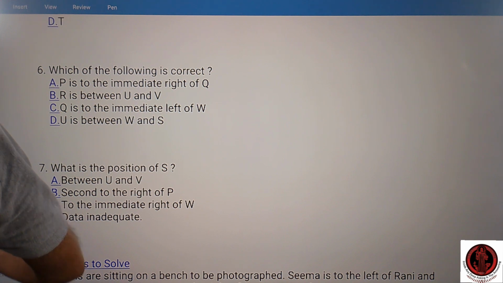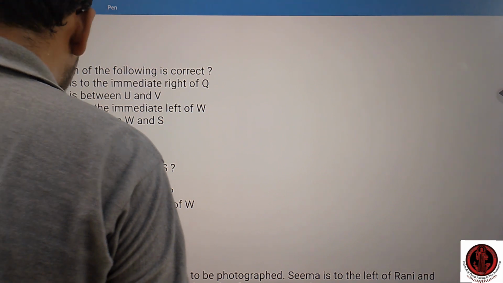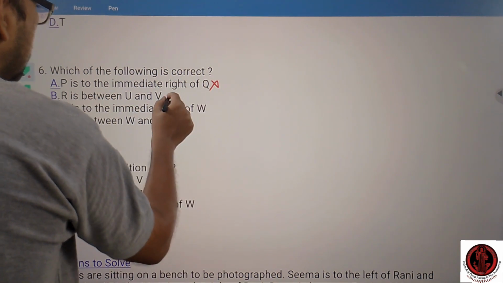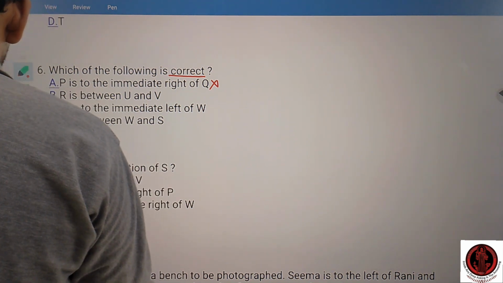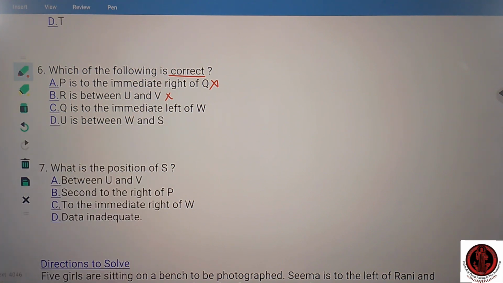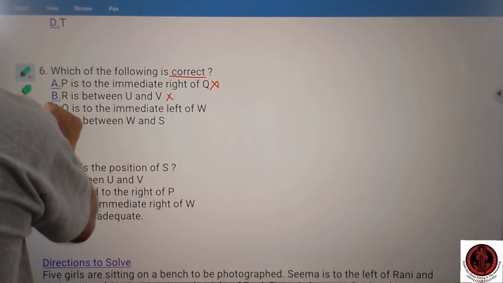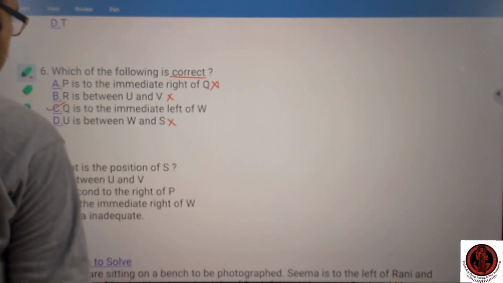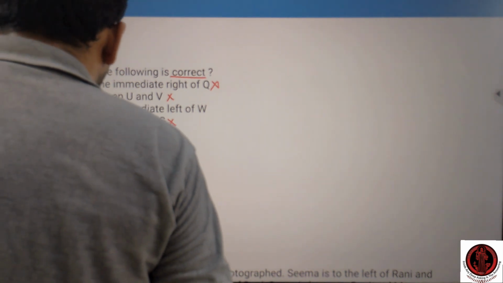Then question number 6. Which of the following is correct? P is to the immediate right of Q. That is wrong. R is between U and V. That is also wrong. Q is to the immediate left of W. That is correct. U is between W and S. That is wrong. So option C is correct. Q is to the immediate left of W.